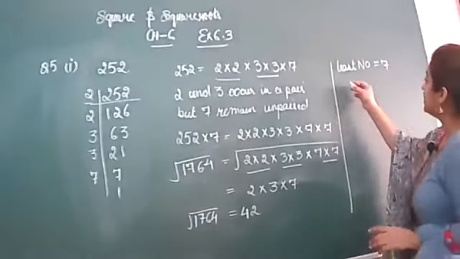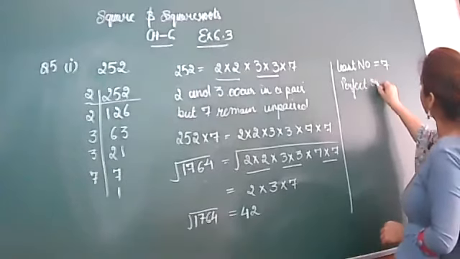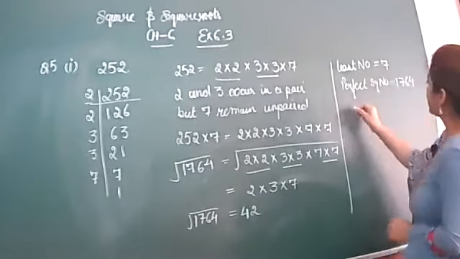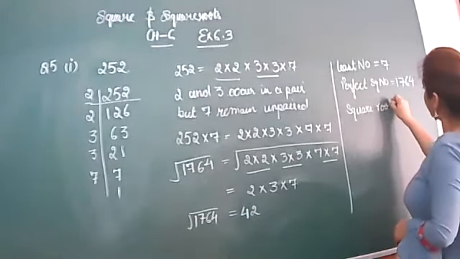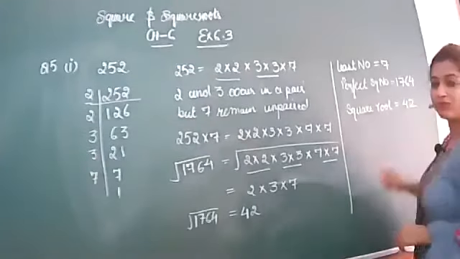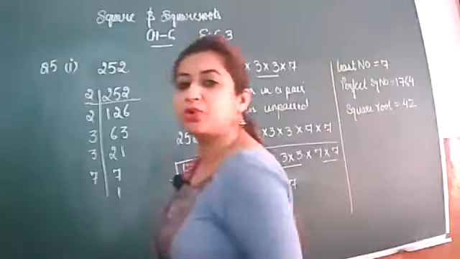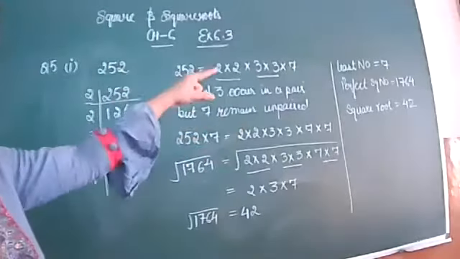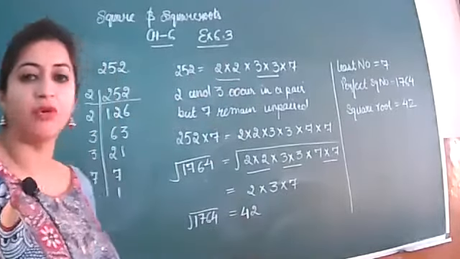Got it? Next, the perfect square number is 1764, and the square root is 42. Is it clear? Any doubt? Actually, in the question, you have to answer 3 different parts. किस least number से multiply करें? That is 7. The perfect square number is this, and the square root is 42.